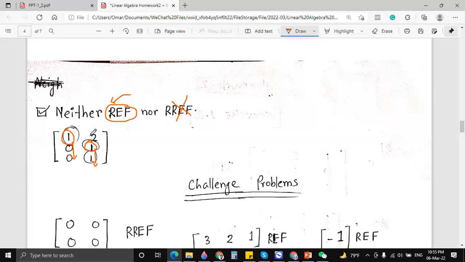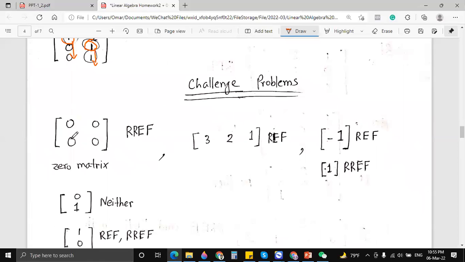So there is another challenge problem. We have 0, 0, 0, 0. That means a 0 matrix. So we don't have any pivot point here, right? If we don't have any pivot point, then this is okay. This is RREF. So you remember, a 0 matrix is always RREF, or reduced row echelon form, okay?